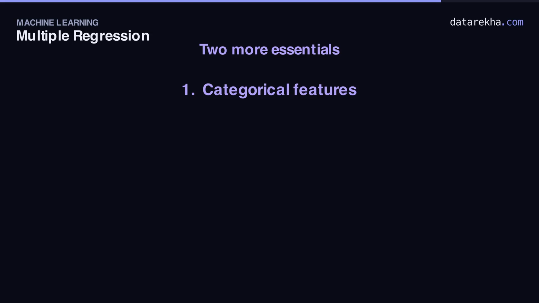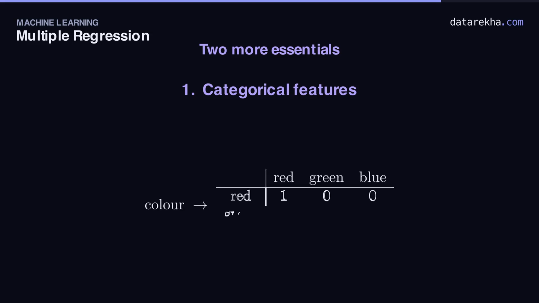First, what if a feature isn't a number, a color, a city, a category? We can't multiply a slope by the word red, so we encode it. Each category becomes its own 0 or 1 column, a dummy or one-hot variable, a 1 where that category applies, a 0 everywhere else. Now every feature is numeric again, and the same machinery just works.